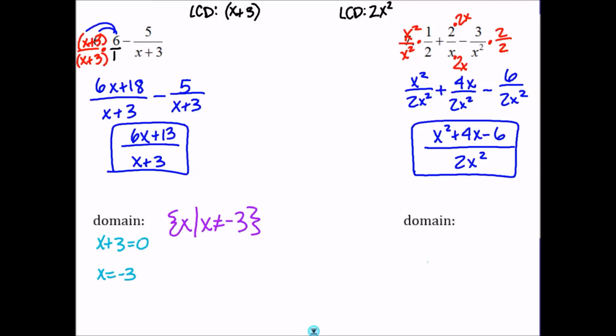Again, when you find the domain, just set the LCD equal to 0 and solve. So we would divide both sides by 2, then take the square root. So we get x equals 0. So our domain is x, such that x does not equal 0.